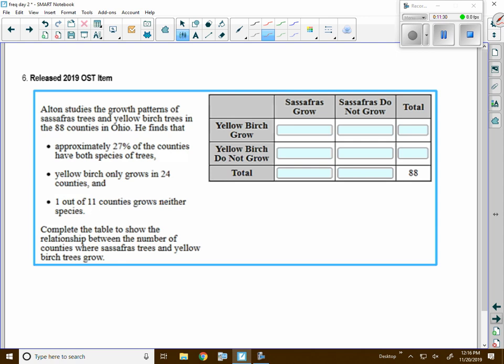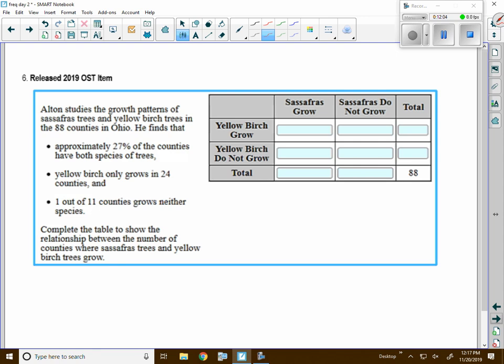All right, and number 6. This one is from last year. We hadn't seen something like this, at least I had not until last year. They do put frequency tables on there. I think this one can be a little tough to fill in, so we're going to practice these. But take what you have and do what you can first. So we're going to fill in our table. It's about the growth patterns of sassafras trees and yellow birch trees in 88 counties.